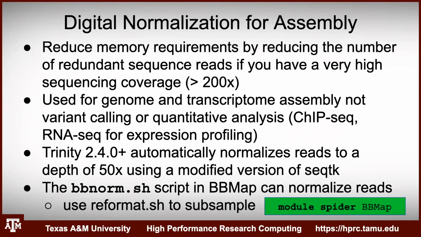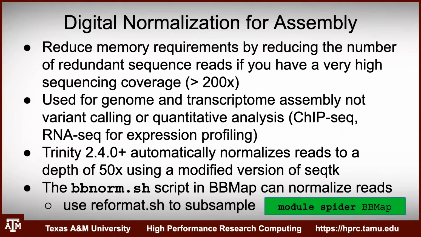And we'll go over QC for Illumina data more extensively coming up. Digital normalization is something that you may need to do. If you're doing a de novo assembly, either a genome de novo assembly or an RNA or transcriptome de novo assembly, it is possible to actually have too much data.